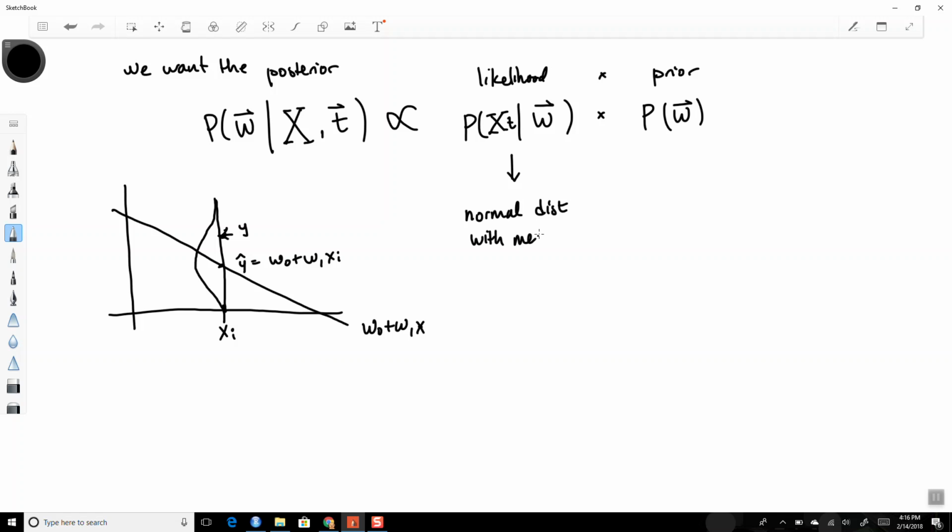Okay, with mean equal to, in matrix form, X times W, and error variance which we'll call sigma squared, okay? So the likelihood actually depends also on a sigma squared term. The variance. Error variance, sigma squared. Yes, thank you.